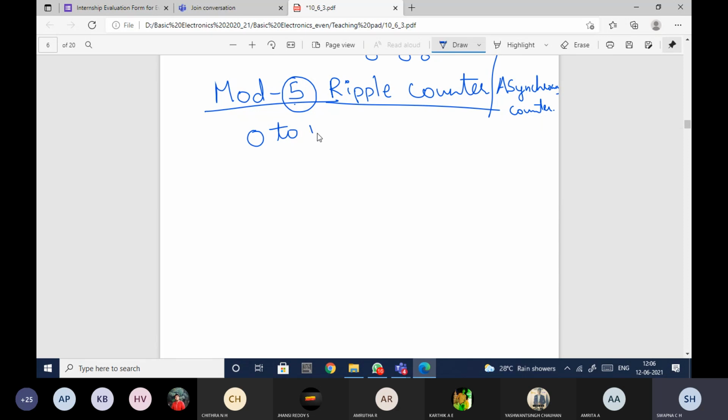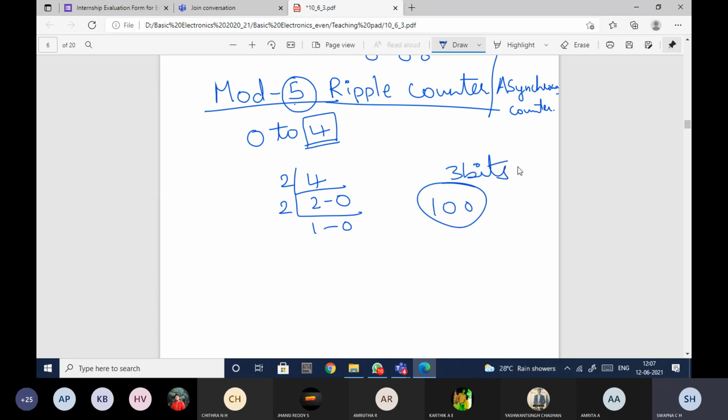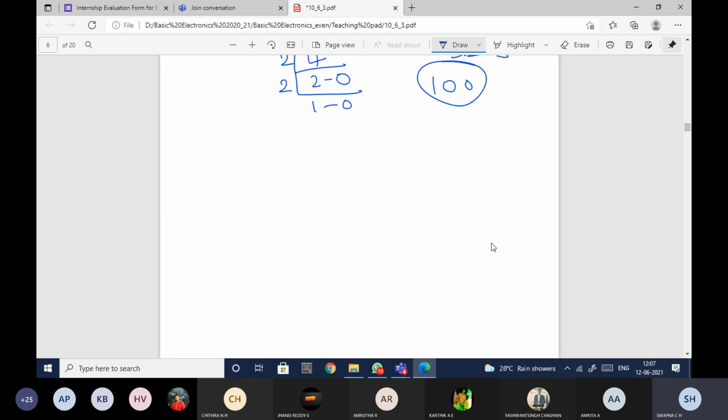So 0 to 4 states it has to count. Okay, so 4, binary representation of 4. 2 2s are 4, 0. 2 1s are 2, 0. So 1 0 0. It means that 3 bits are required. Okay, so it should start counting from 0 0 0.